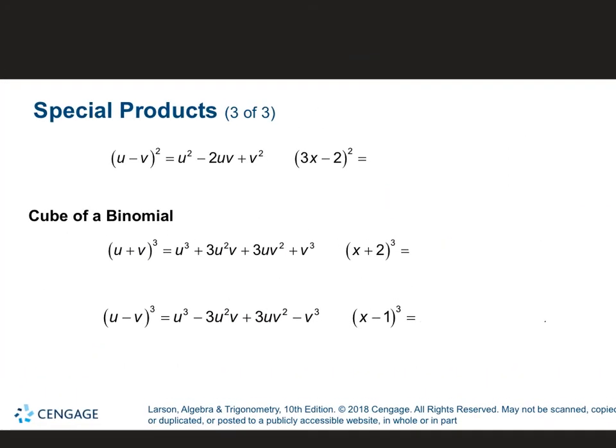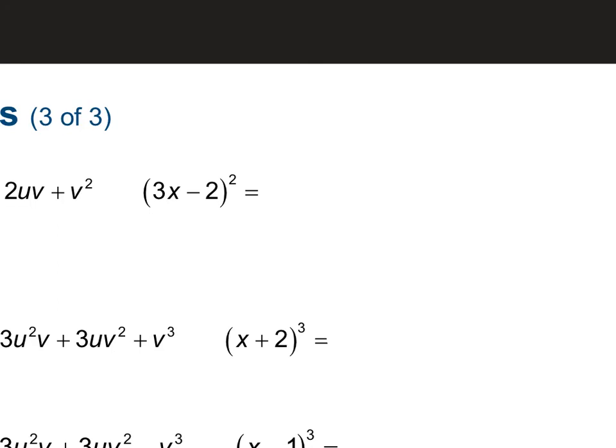Again, this is another special product. What this is in a sense saying is 3x minus 2 times 3x minus 2. It's 3x minus 2 quantity squared. So again, you're going to square the first term, double the middle, square the end.